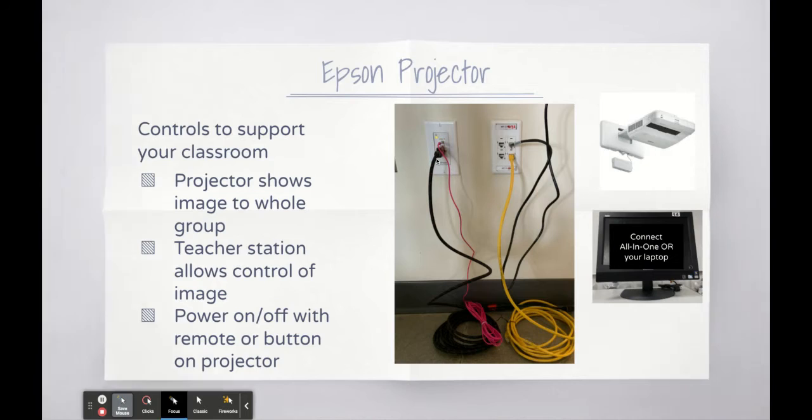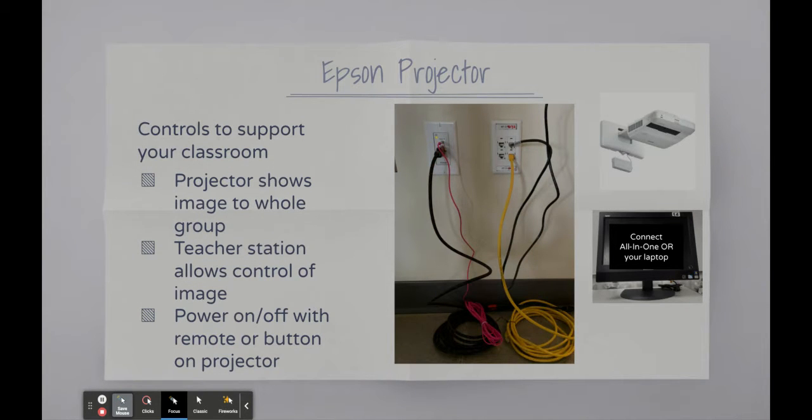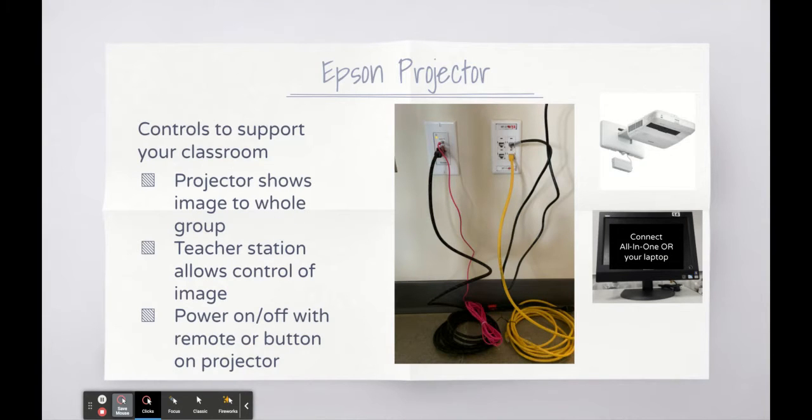amplifier and that volume control for the computer and CD player would allow you to turn up or down. This black cord that is here is the HDMI cord that should have an adapter that will connect it to this older all-in-one computer if you have one in your classroom. If you don't, the HDMI to HDMI on your laptop will work.